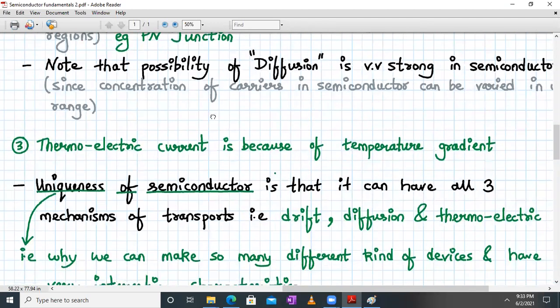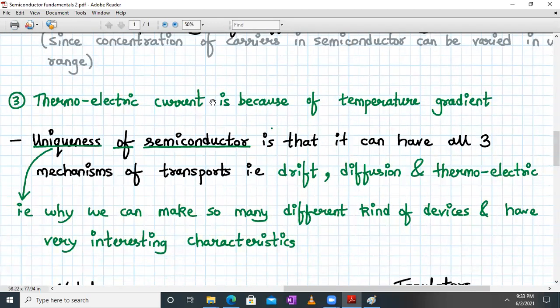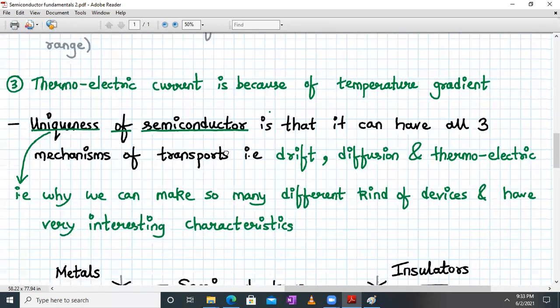So the uniqueness of semiconductors is that we can have all three modes of transport of charge carriers, that is drift, diffusion and thermoelectric current. That is why we have so many applications and different types of devices using semiconductors.